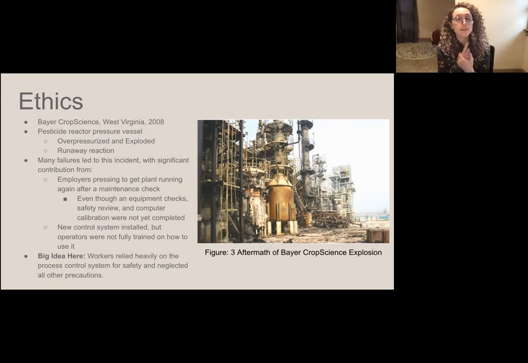contributors were, one, the employers pressuring to get the plant running after a maintenance check, even though the equipment checks, safety review, and the computer calibration were not yet completed. Big mistake. And second, there was a new control system installed, but operators were not fully trained on how to use it. The big idea here is that workers relied heavily on the process control system for safety and neglected other precautions. So don't just rely on the software. Be a good engineer.